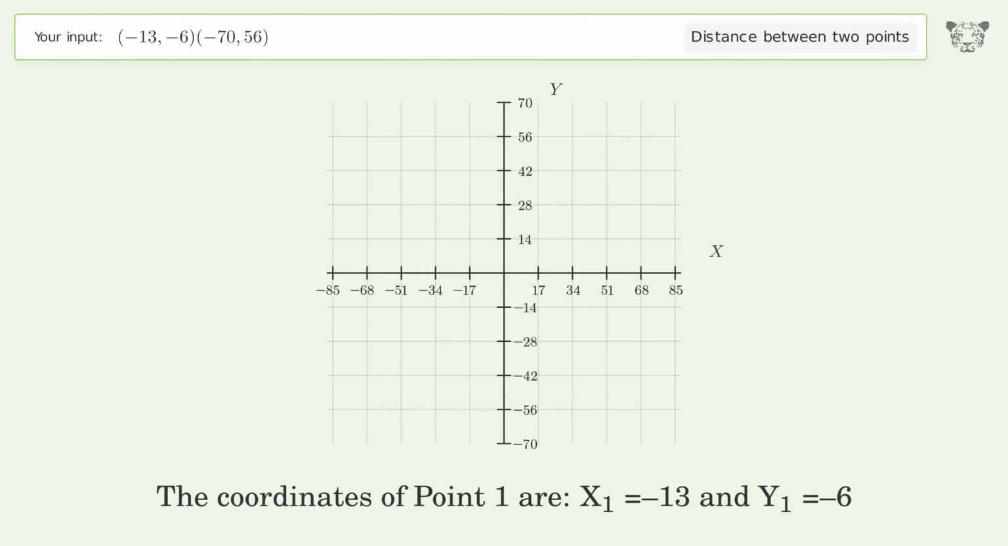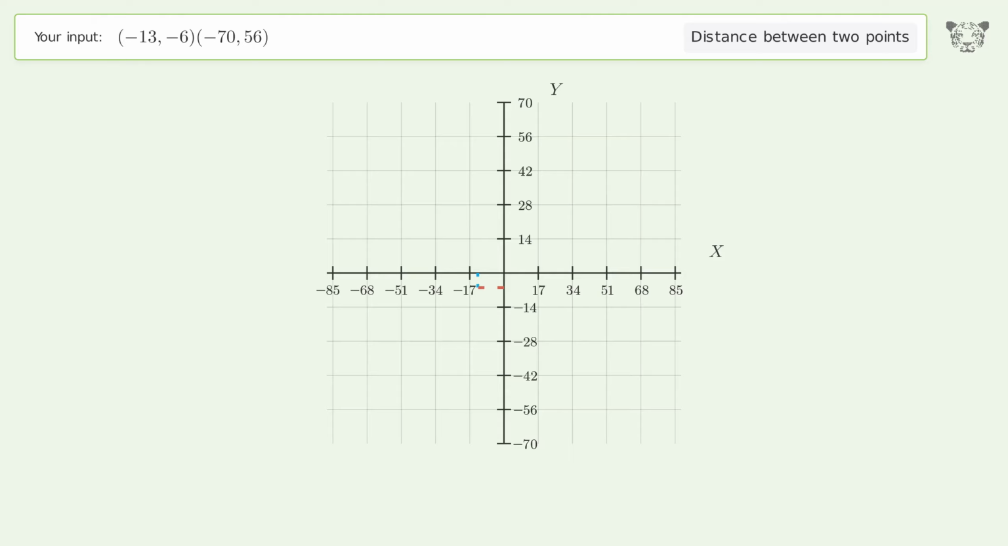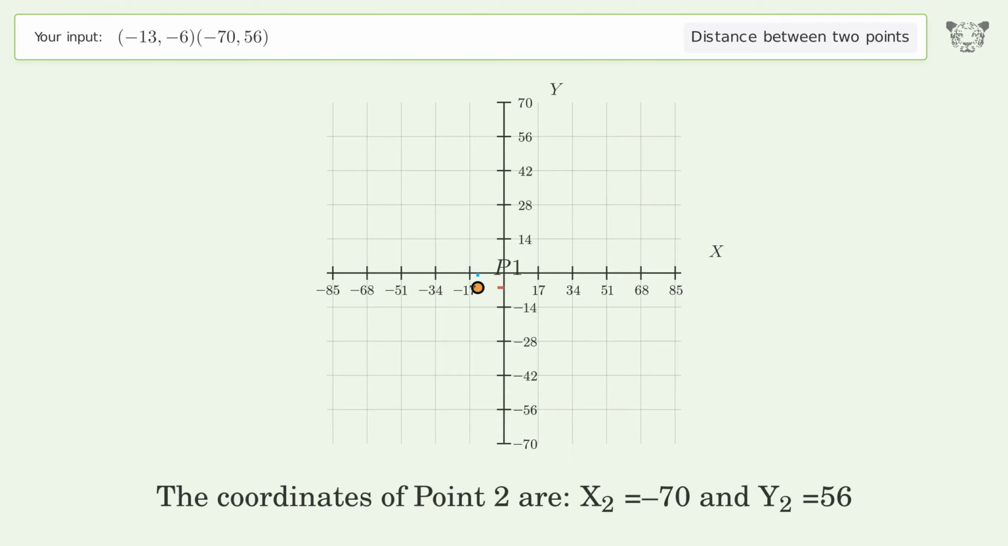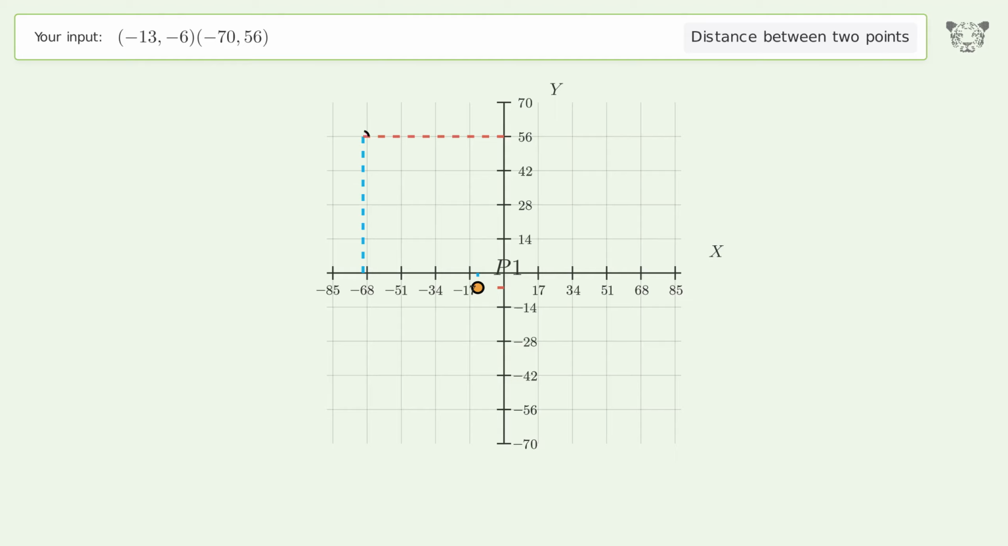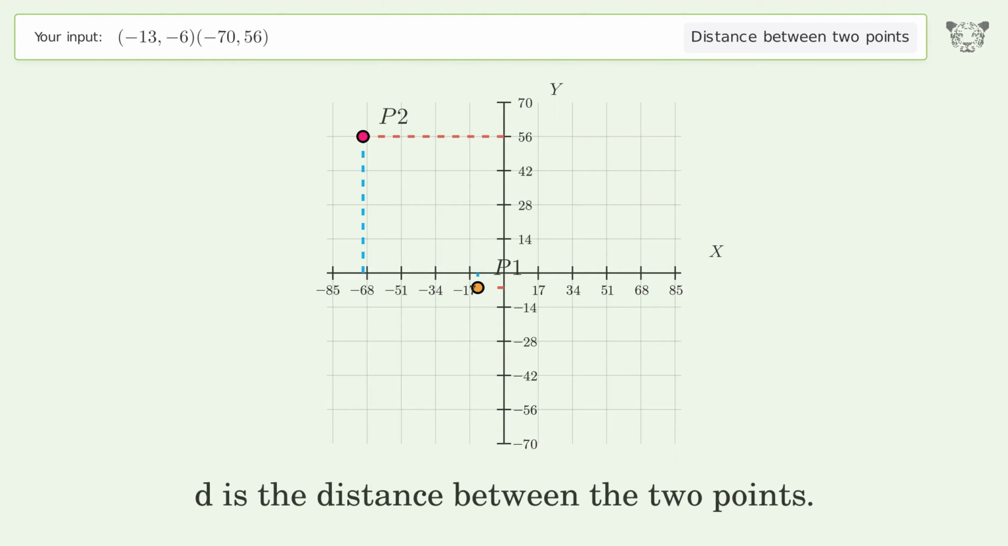The coordinates of point 1 are x1 equals -13 and y1 equals -6. The coordinates of point 2 are x2 equals -70 and y2 equals 56. D is the distance between the 2 points.